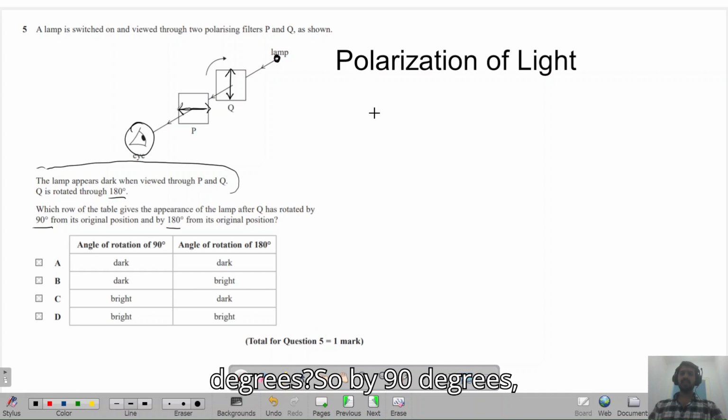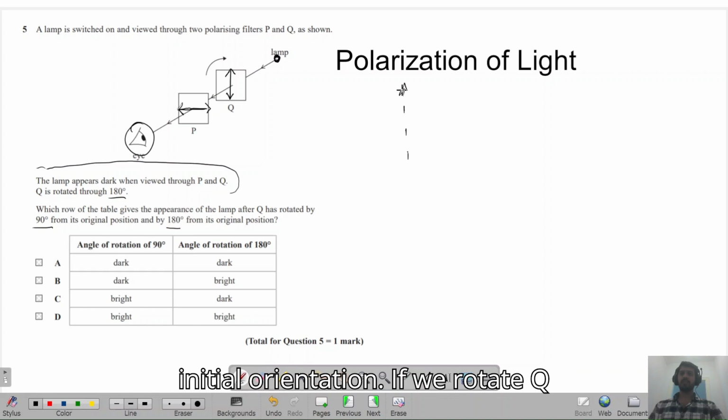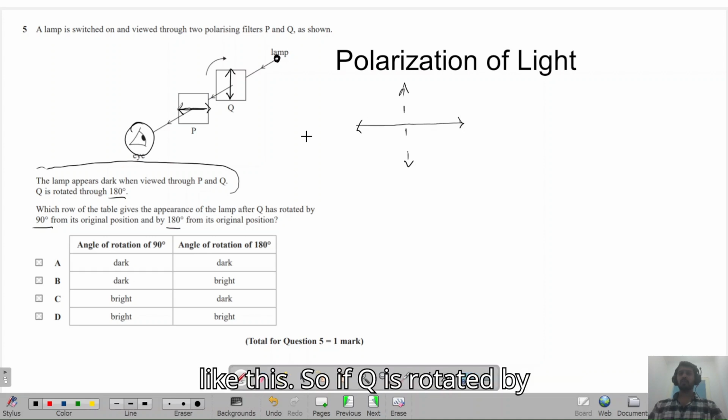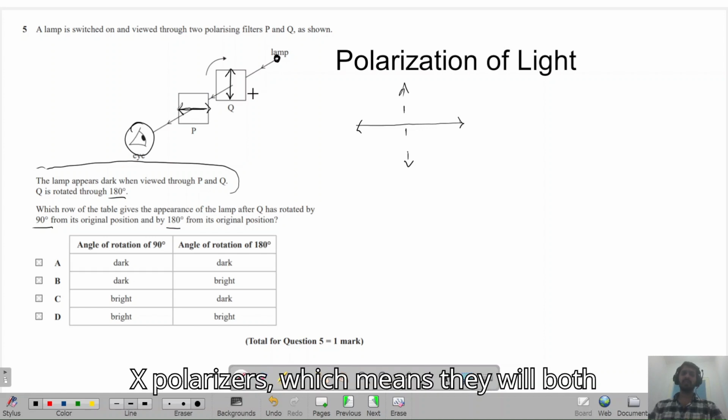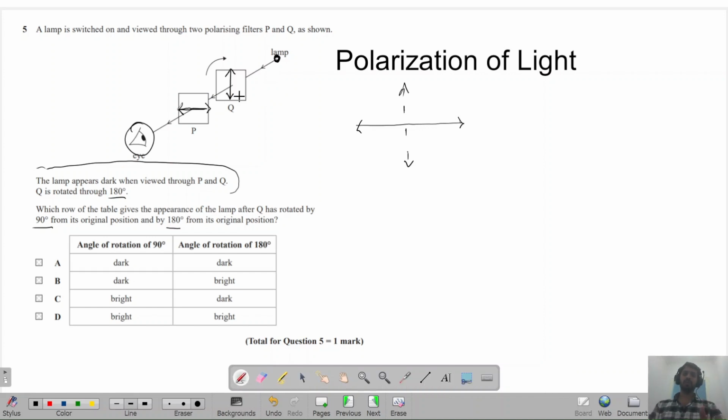So by 90 degrees, if you start from this initial position, so this is our reference, this is our initial orientation. If we rotate Q by 90 degrees, the polarizer will look like this. So if Q is rotated by 90 degrees, Q and P will both be X polarizers, which means they will both allow the same light to pass through these filters, and we will see a bright light on this side. So bright is only in option C and D.